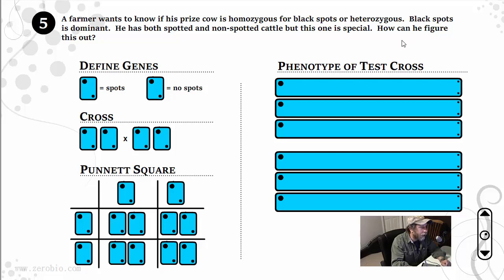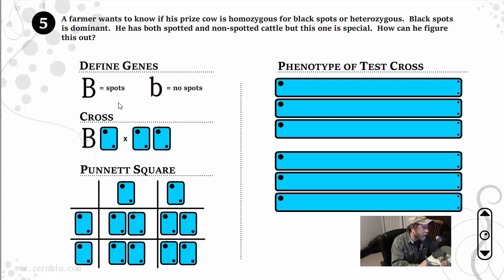How can he figure this out? How can he figure out if his cow is homozygous for black or heterozygous? We know that black is dominant, so we're going to say spots is caused by big B, the dominant gene causing the dominant trait. Therefore, no spots will be caused by little b. So we don't know what the genotype of his cow is.